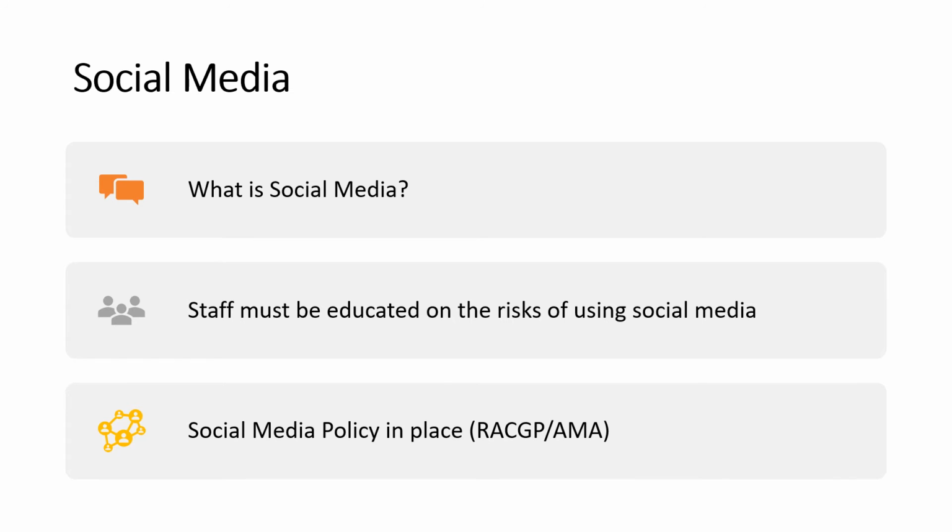Social media policy in place, RACGP/AMA. Your practice must have a social media policy. A good social media policy is a living document that provides a guideline for your entire workforce's social media use. The RACGP and the AMA have information regarding social media and emails, and there are a number of websites which have templates to use for formatting your own policy. All the medical indemnity companies also have information available.